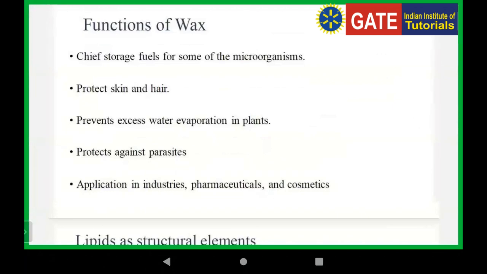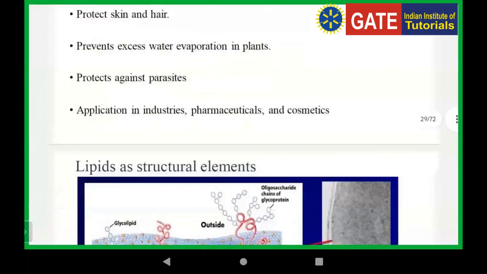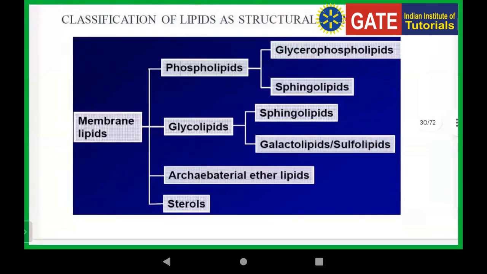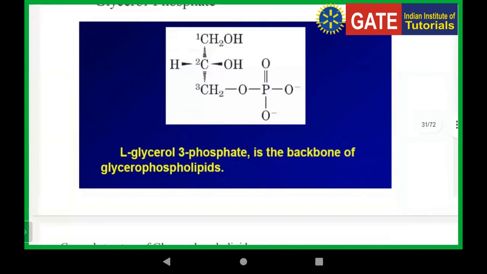Waxes protect the skin and hair. They prevent excess water evaporation in plants. In plants, the cuticle is present, that is the waxy layer. Okay, and it is a cheap storage fuel for some microbes. And waxes are used in industries, pharmaceuticals, and cosmetics. Okay. And lipids present in the cell membrane, we already discussed: phospholipids, sphingolipid, and cholesterol, right? Okay. The same information is given here, you can follow this.